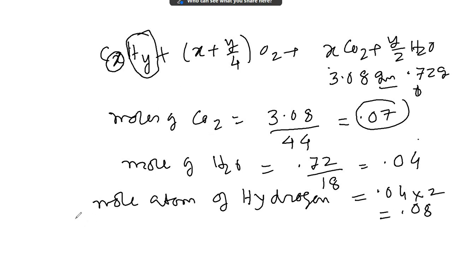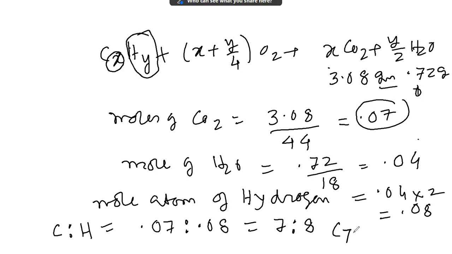I have taken a bit longer to solve it: 0.08. So the ratio of carbon to hydrogen will be 0.07 to 0.08, which equals 7 to 8. So the formula of the hydrocarbon will be C7H8. This is the simplest way of solving it.